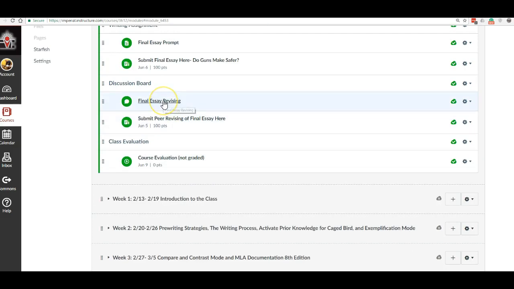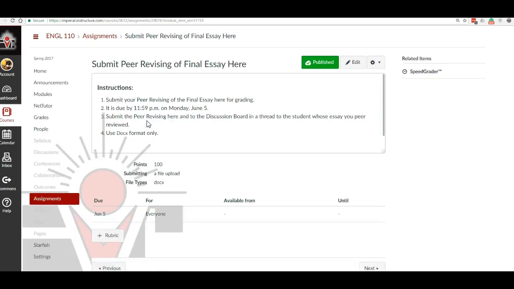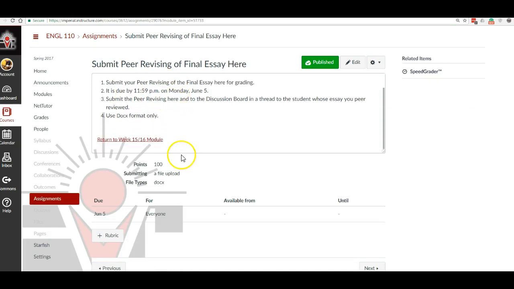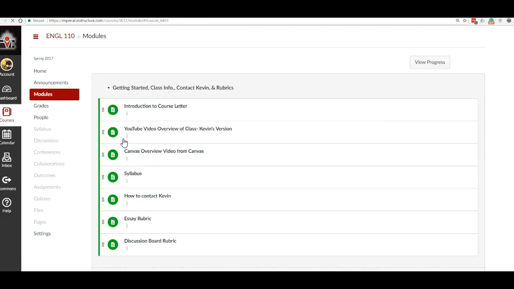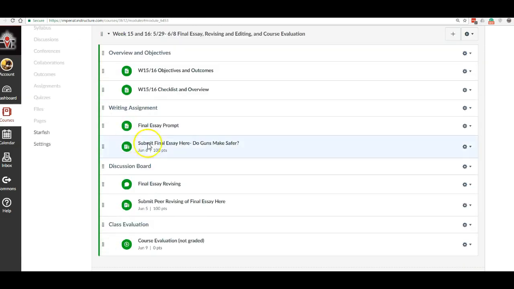So the final essay revising, this is the discussion board, and then when you put the attachment here for the actual revision that you've done on Monday, June 5th, you're also going to submit it here like you would your initial post if it were a regular discussion board. Okay? If you have any questions, let me know about that. And again, I have the link to take you back to the regular module.